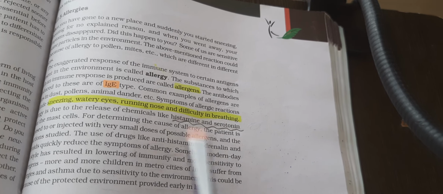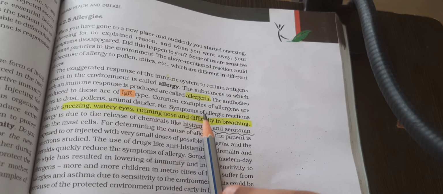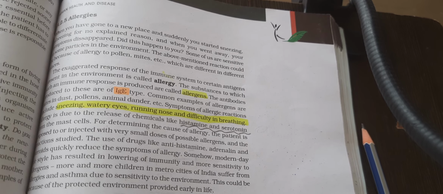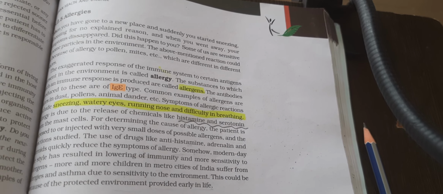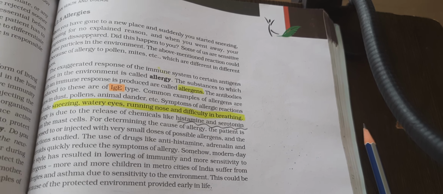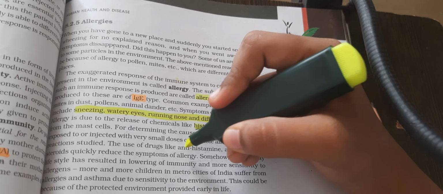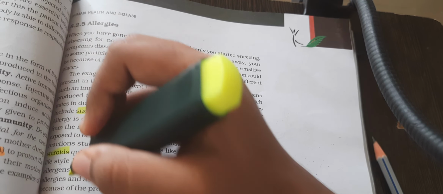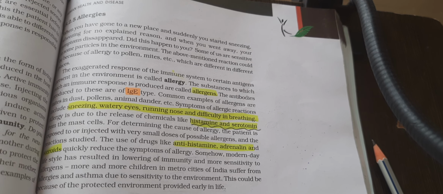And allergies, we saw about allergies, allergens, and antibodies produced to these are of IgE type. And the symptoms include sneezing, watery eyes, running nose, and difficulty in breathing. And then we saw histamine and serotonin, and we also saw about steroids and other things. Antihistamine, adrenaline, and steroids to stop this exaggerated response.